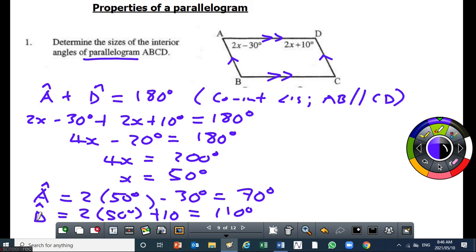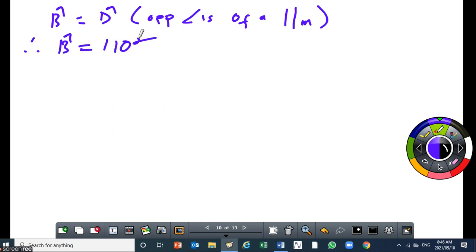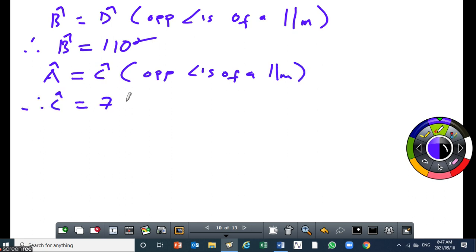Angle D is equal to angle B. So I'll say angle B is equal to angle D. If you look at the acceptable reason that I gave you, you can write this as opposite angles of, then you put the parallel lines, and that represents a parallelogram. So angle B is 110 degrees. Also, angle A is equal to angle C. My reason, opposite angles of the parallelogram. So that means my angle C is equal to 70 degrees.